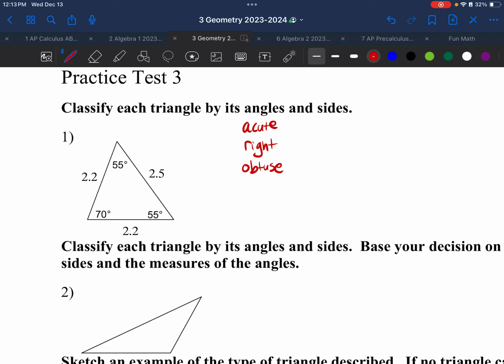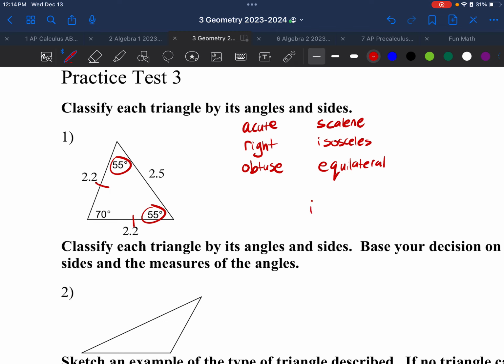For the side lengths, if all the sides are different, that would be scalene. If 2 of the side lengths match, that would be called isosceles. And if all 3 of them are the same, then that would be called equilateral. In this case, we can see that these 2 side lengths are the same, so I'm going to indicate that there are 2 side lengths that are the same, and 2 angles that are the same. Therefore, this is an isosceles triangle.